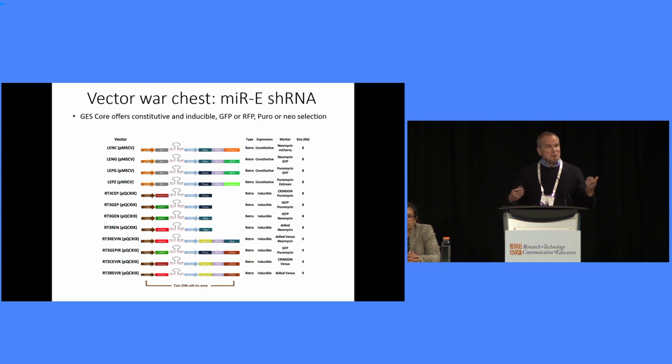Now we needed a way to bring these improved shRNAs and sgRNAs into cells, so we expanded our war chest of plasmid vectors. So any investigator that comes to us now can have a constitutive or an inducible, a green or a red, a puro-selective or a neo-selective, and almost anything else. If you need Blast or Zeo, we can clone it in and customize that vector for your experiment of interest.